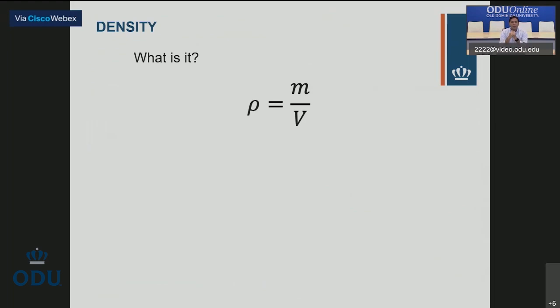The number of molecules that fit, if this is the space I'm talking about, is different if I have air, as I have right now, or if I have water. With water, I'll have a lot more molecules in that space. That's why the density of water is higher than the density of air.